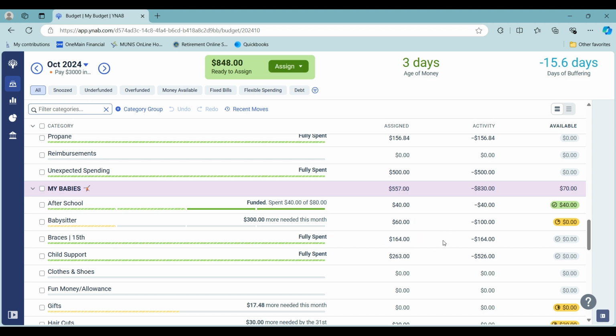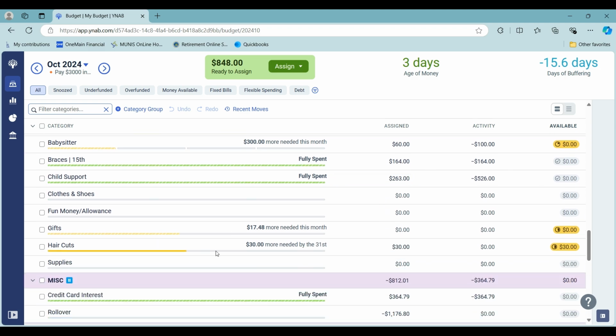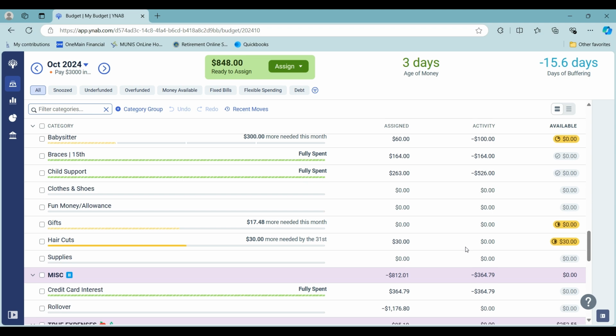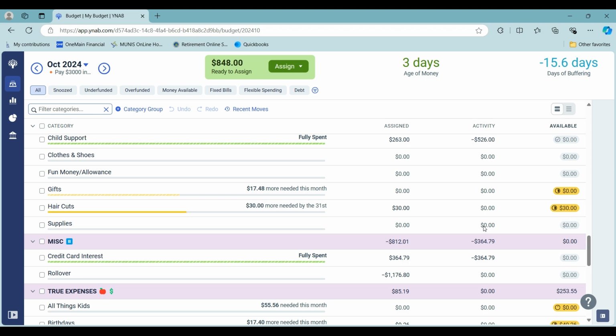Braces was already paid. Child support was already sent for the first pay period of October. When I get paid again, I will send an additional money for my older daughter. All right, let's move down. Clothes and shoes, fund money and allowance, gifts, we don't have anything there, but haircuts still have $30. I need to take my son to the barber and get his haircut, which we will do sometime this weekend. Supplies, we don't need anything right now, so we're going to bypass that one.